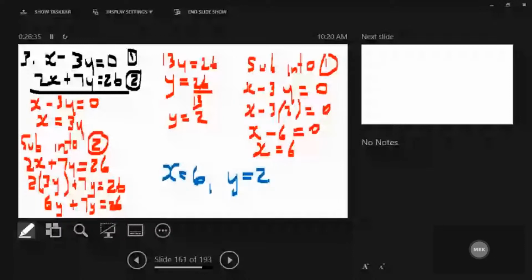So let's check to see if that adds up. Negative 3 times 2 is negative 6, and x is 6. So 6 minus 6, that's 0. 2 times 6 is 12. 7 times 2 is 14. Gives 26.